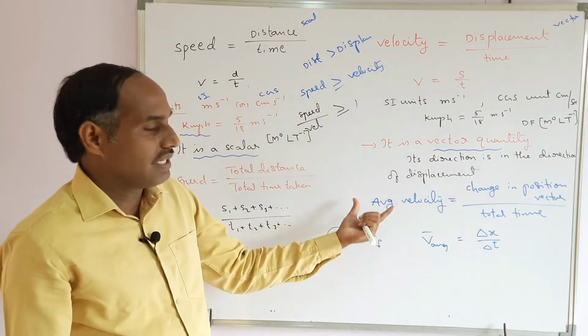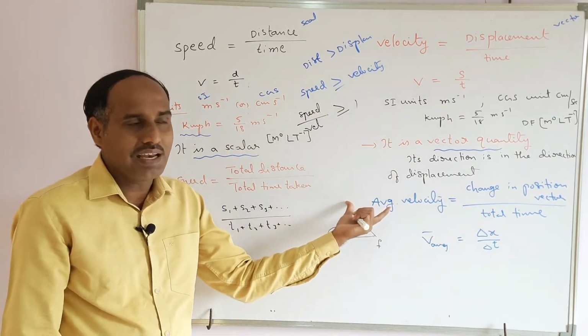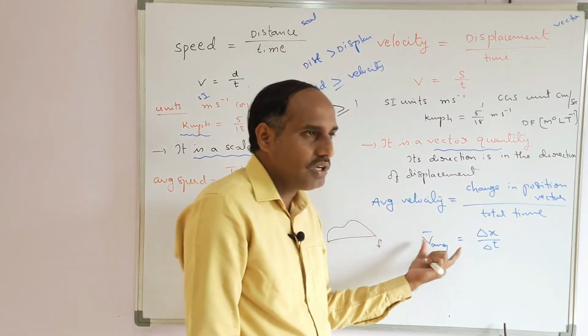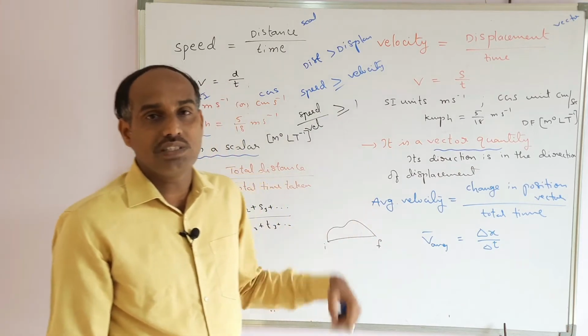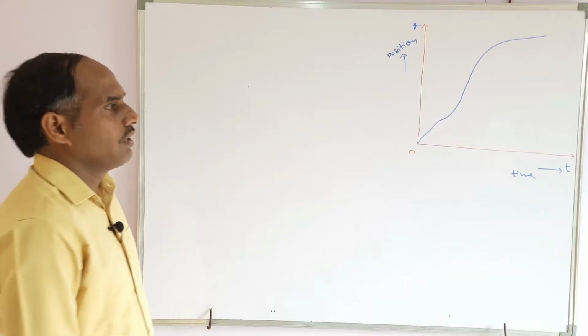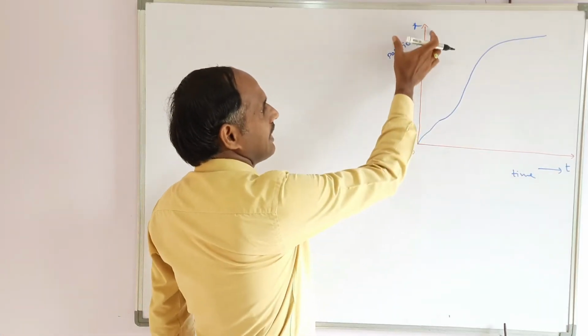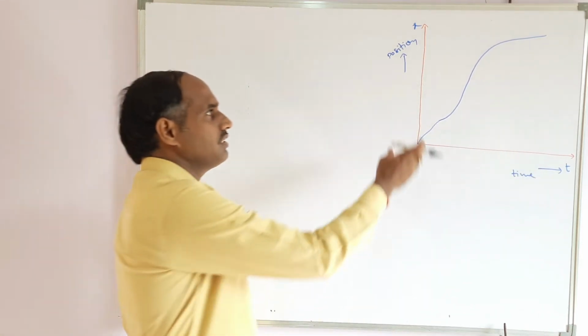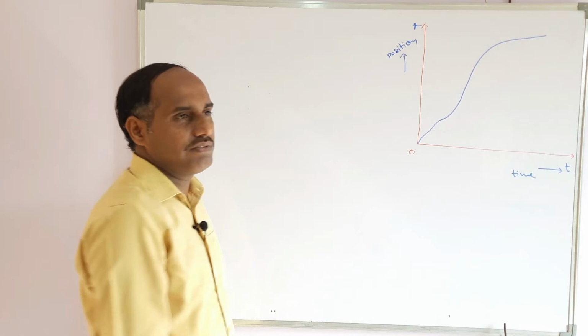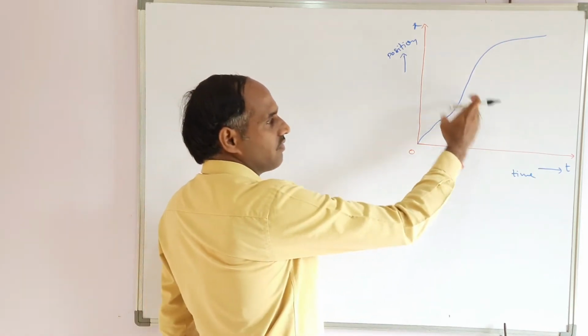Displacement by time is said to be average velocity. To understand this clearly, I would like to explain average velocity using a graphical representation, by plotting the graph of position versus time. I am taking position on the y-axis and time on the x-axis, and plotting the graph by observing the positions of the body at different intervals of time, so that I got this kind of curve.